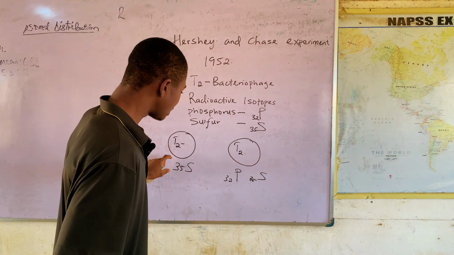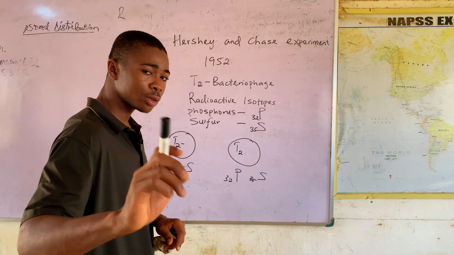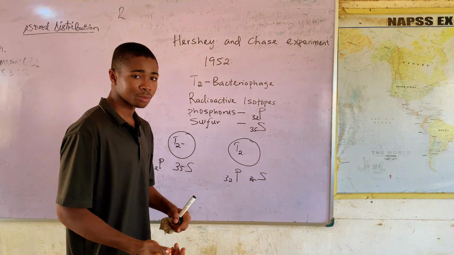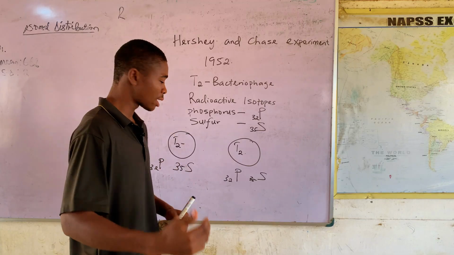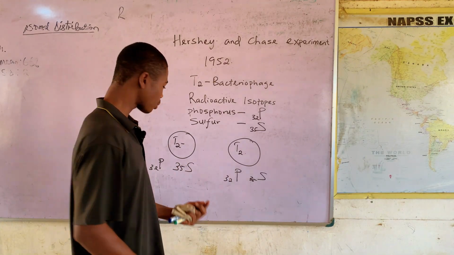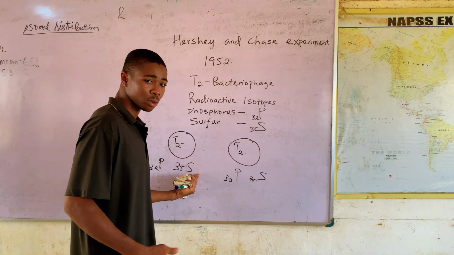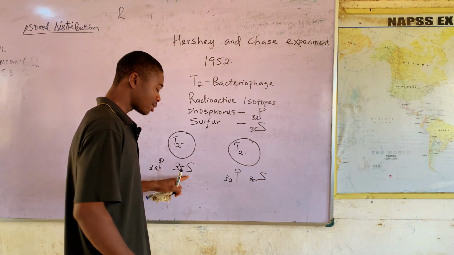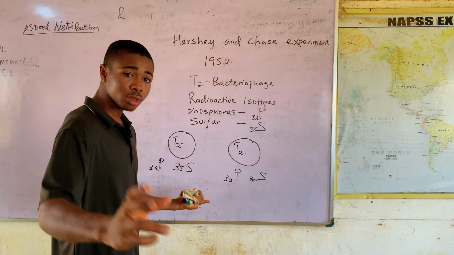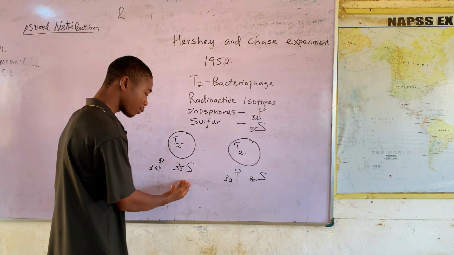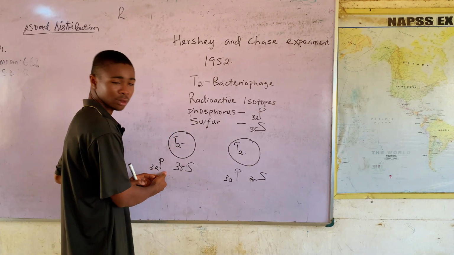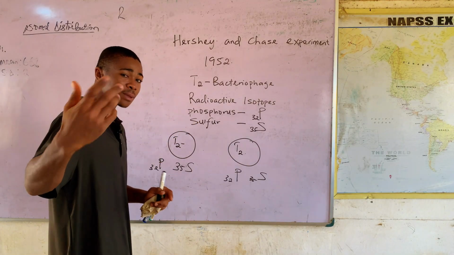So when they cultured this medium, you should know that in DNA there's the presence of phosphorus, and in amino acids, most of them, I think 16, have sulfur on the side chain. DNA has phosphorus at the phosphate group.